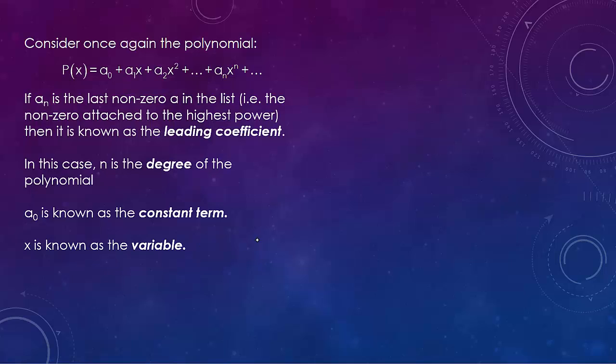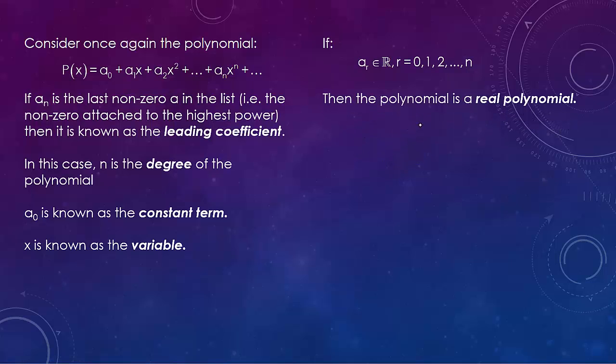So it doesn't matter what x is, a0 will always have the same value. X is known as the variable. So if all of the a's are real numbers, and that's all of the a's from a0 up to an, if we're considering this one to be the last non-zero, then the polynomial is a real polynomial. So a real polynomial is a polynomial where all of the coefficients are real numbers.